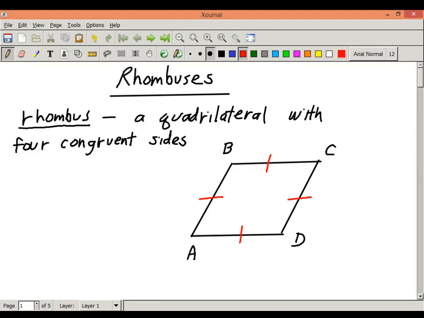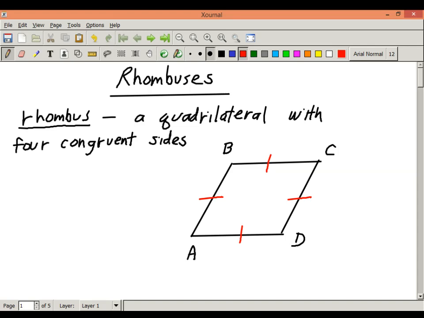Okay, welcome back everybody to our unit on polygons, and in particular we're taking a closer look at parallelograms. Today we're going to look at a rhombus, which we're going to show to be a parallelogram. So we'll start out with the definition, we'll have three theorems about rhombuses, and then we'll conclude with an example.